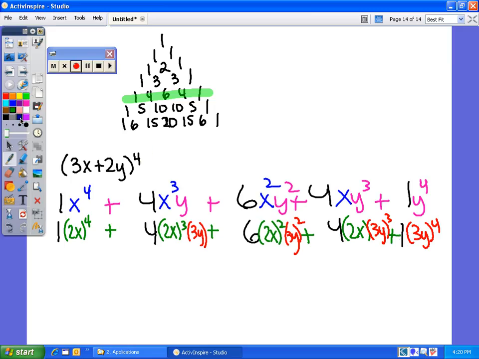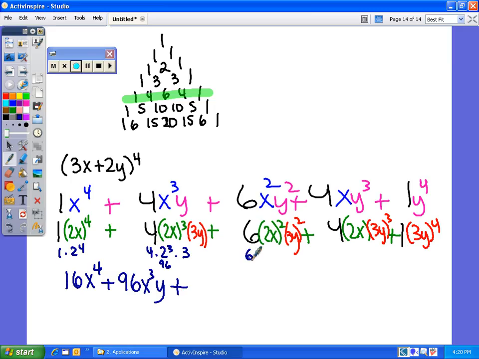So now I'm just going to work it out. This is 1 times 2 to the fourth. Well, 2 to the fourth is 16 times 1, 16x to the fourth. This is 4 times 2 to the third times 3. So let's see. 2 to the third is equal to 8. 8 times 4 is 32. And 32 times 3 is 96. X to the third, y. So you can just bring in the variables after.